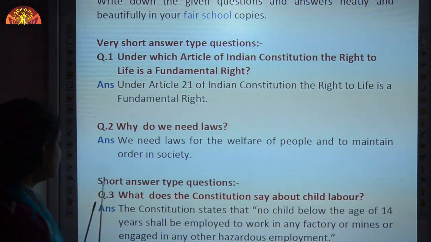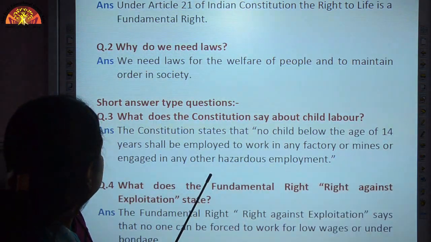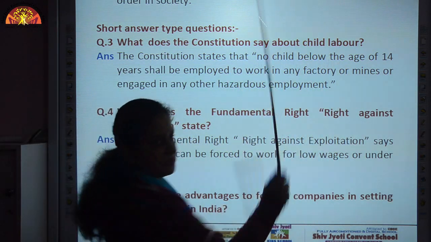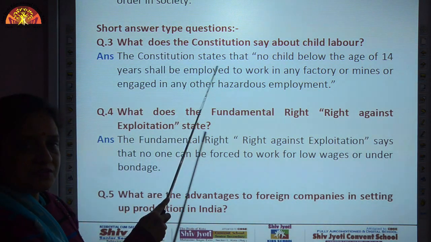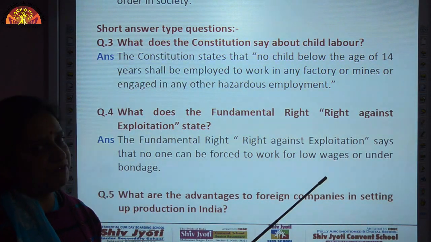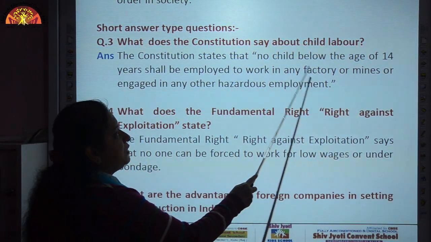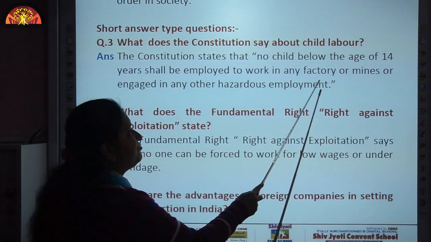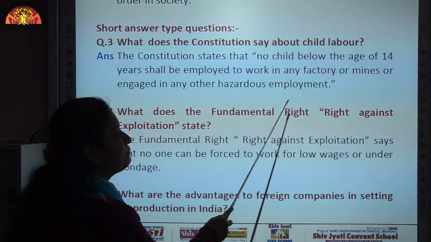Okay. Now question number 3, that is a short answer type question. Beta, this is a very important question. Now what does the Constitution say about child labor? हमारा Constitution child labor के बारे में उसमें क्या दिया गया है? You all know that Constitution is a set of rules which is applicable to each and everyone, and everybody has to follow it. The Constitution states that no child below the age of 14 years shall be employed to work in any factory or mines or engaged in any other hazardous employment.